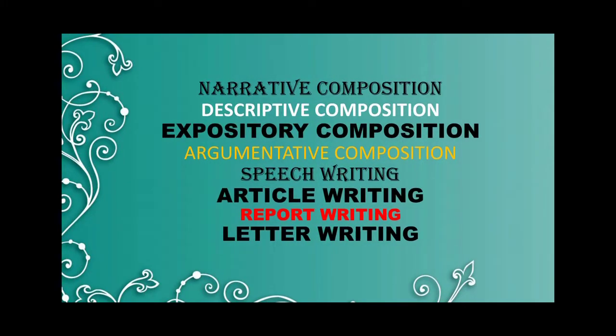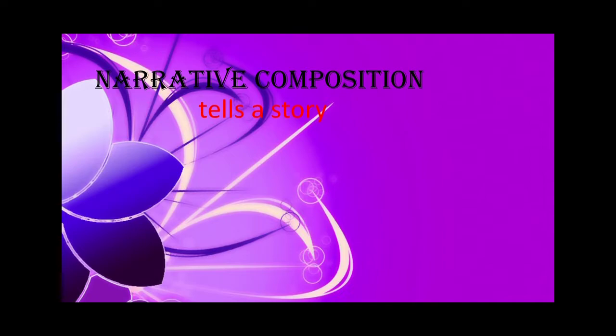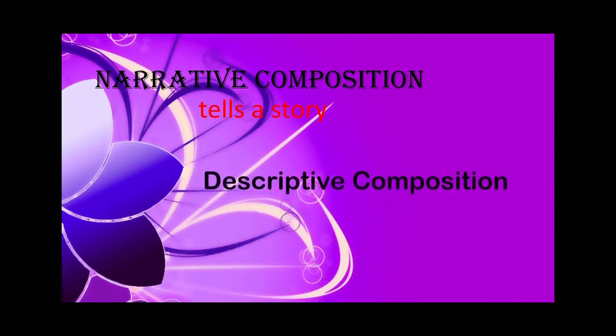Now, let's look at the types of composition we have in English. You have narrative composition, descriptive composition, expository composition, argumentative composition, speech writing, article writing, report writing, and letter writing. Let's look at them one after the other. Okay. The narrative composition, of course, I've taught you in a class that it tells a story. When you want to tell a story or you want to say something that happened in the past that you experienced, you are writing a narrative composition.